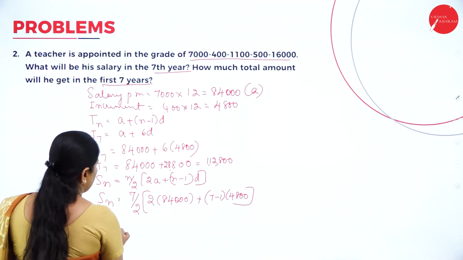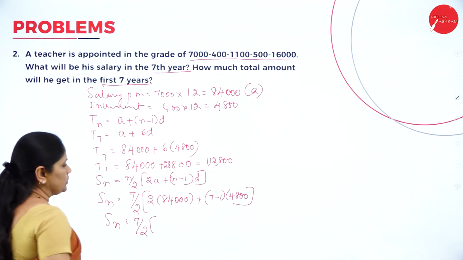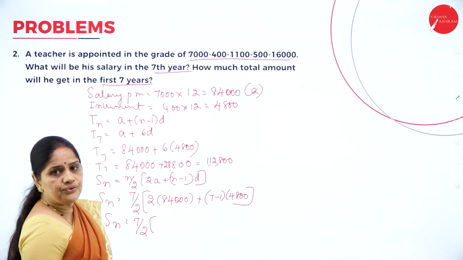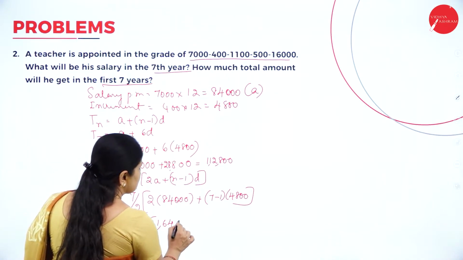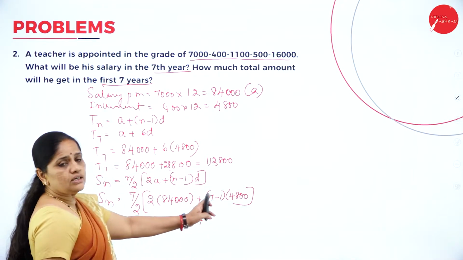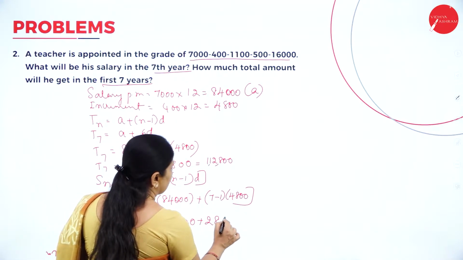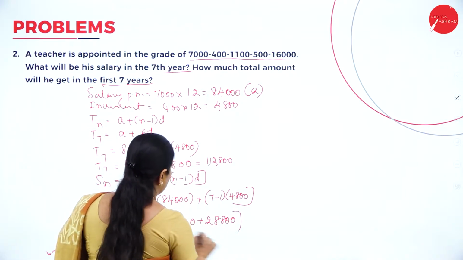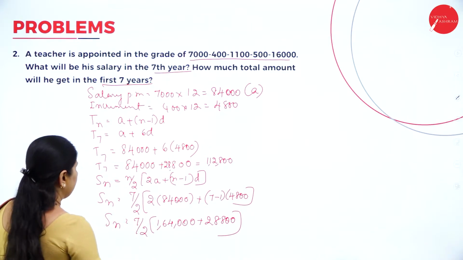Now, Sn will be equal to 7 by 2 into 2 into 84,000. It comes up to 1,68,000 plus 6 into 4,800. It comes up to 28,800. So, total, what will be his salary?